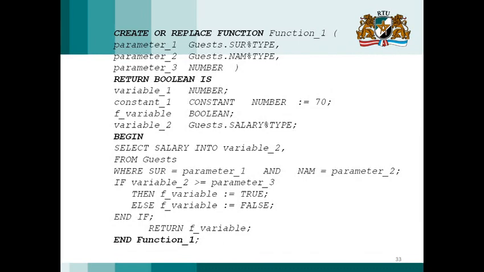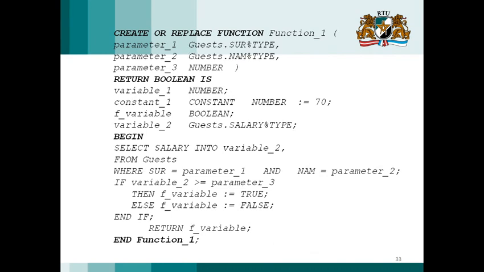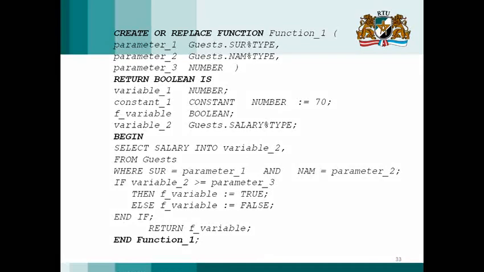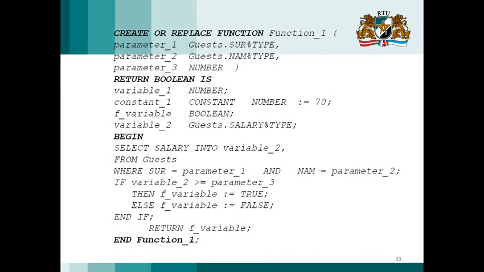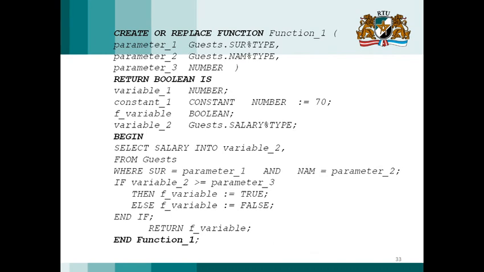So here is an example of a function. For example, we have a function that has 3 parameters: guest surname, guest name, and some number. It returns a Boolean value. A Boolean value means that it returns either true or false, one of two. Then in the declaration part some variables are defined. In this case, variable 1 is a number, constant 1 is also a number. There is a function variable, which will be used for the return result, and there is also variable 2, for example, which is of this guest salary type.